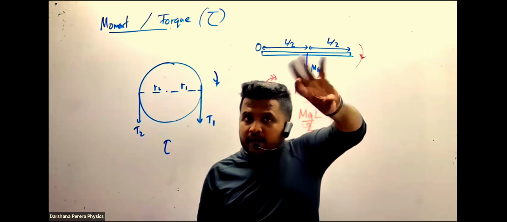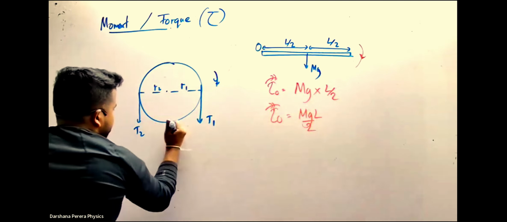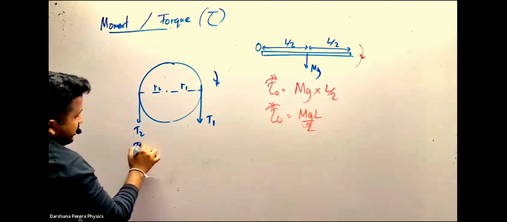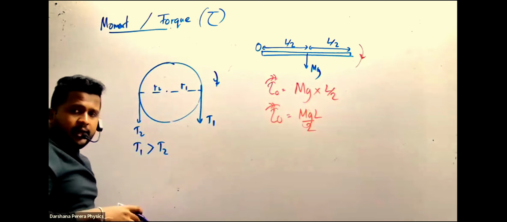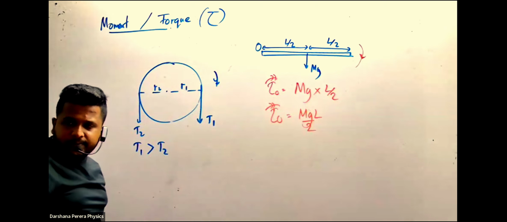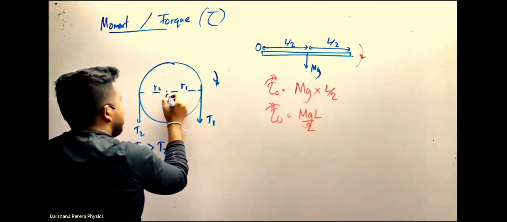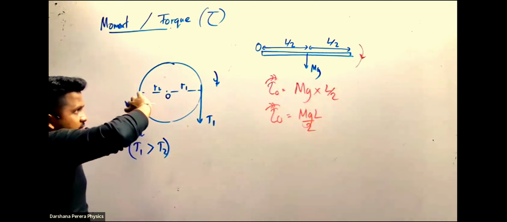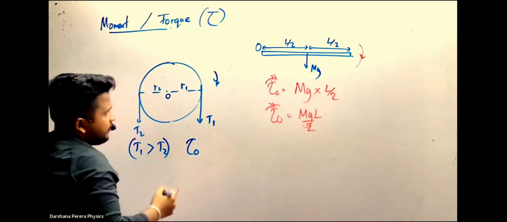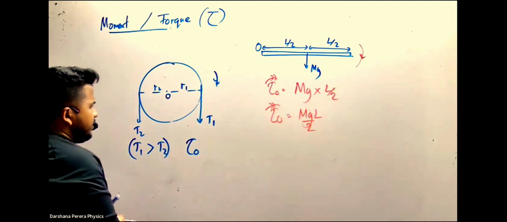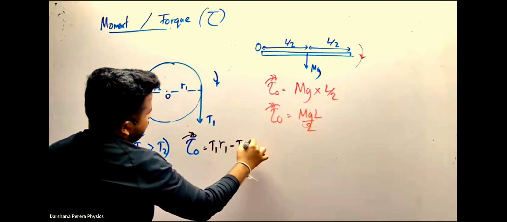Why? There is an external torque. Torque means it's rotating in this direction. Why? The tensions are not equal; T1 is greater than T2. There is friction. If there is no friction, it is not rotating. Because of friction, it is rotating. Therefore, if it rotates in this direction, T1 should be greater than T2. Right? What is the tau value? Tau equals T1 R1 minus T2.